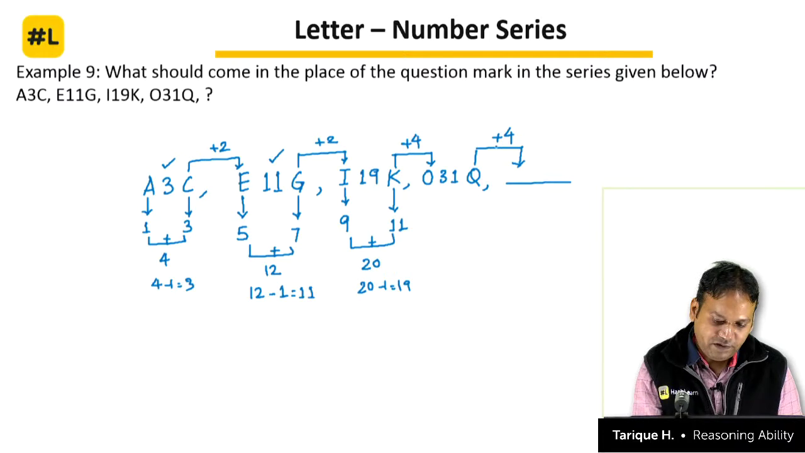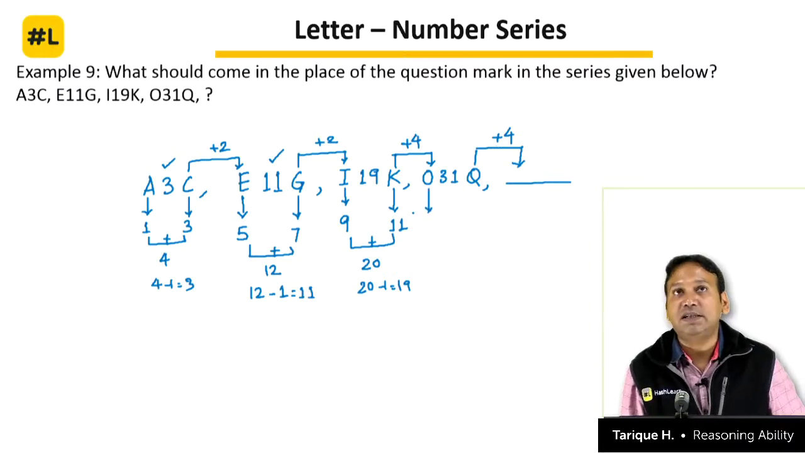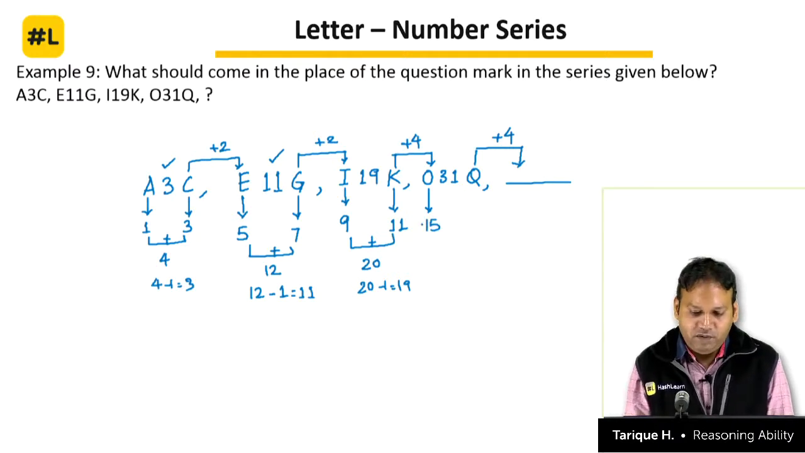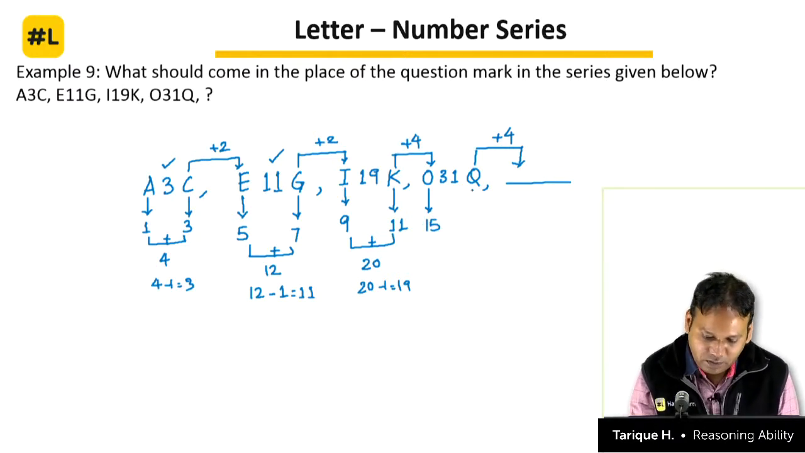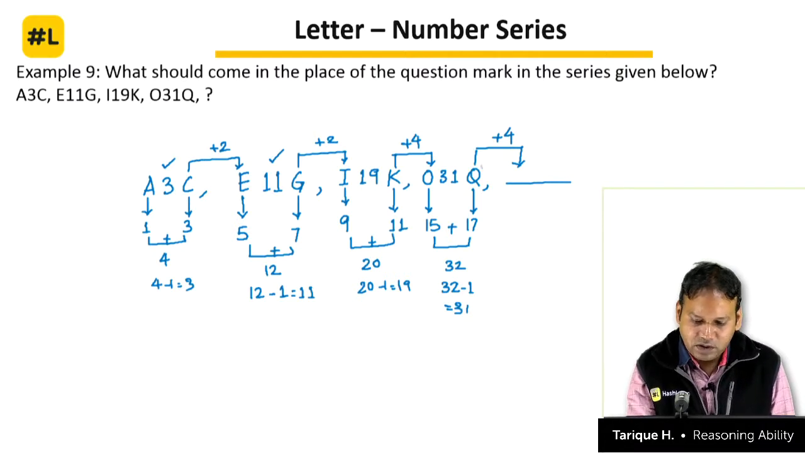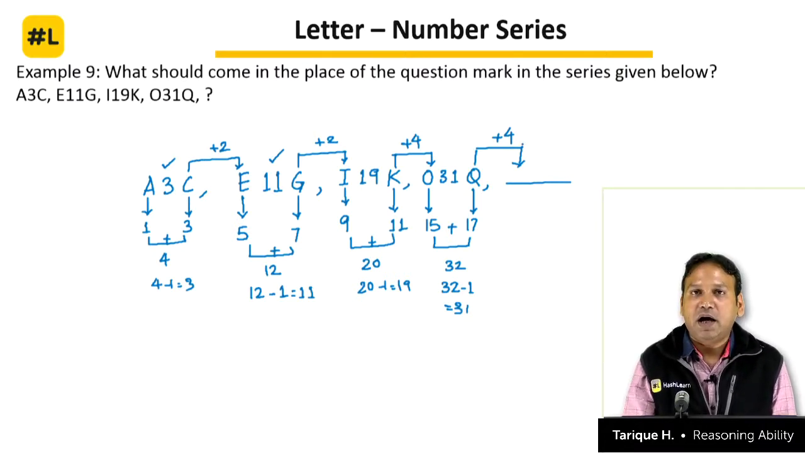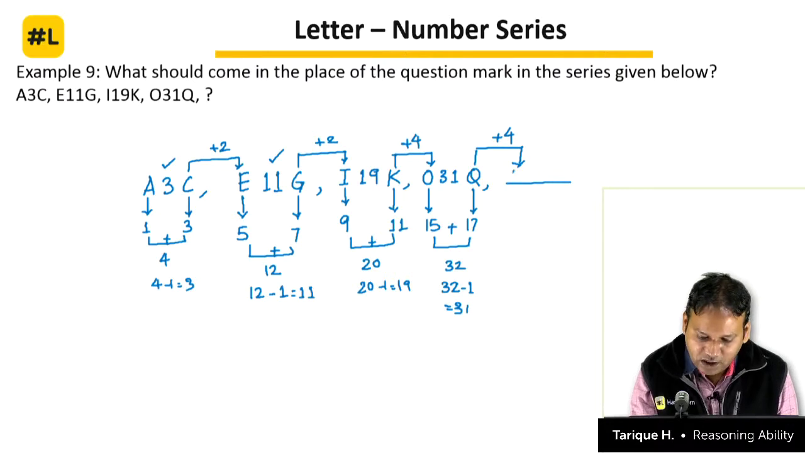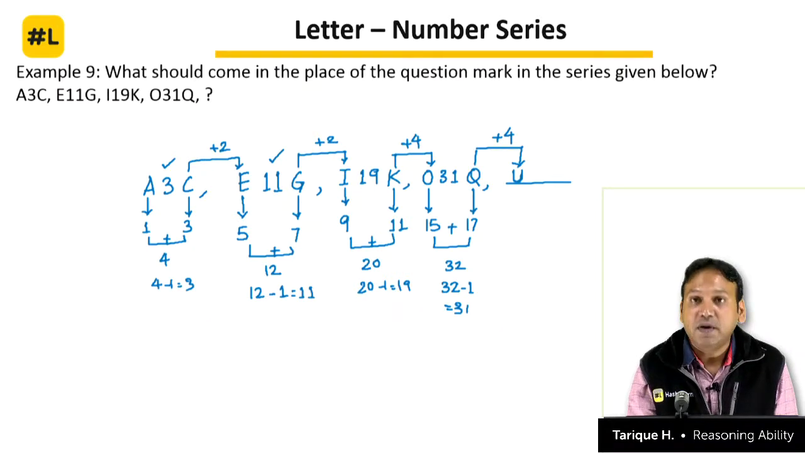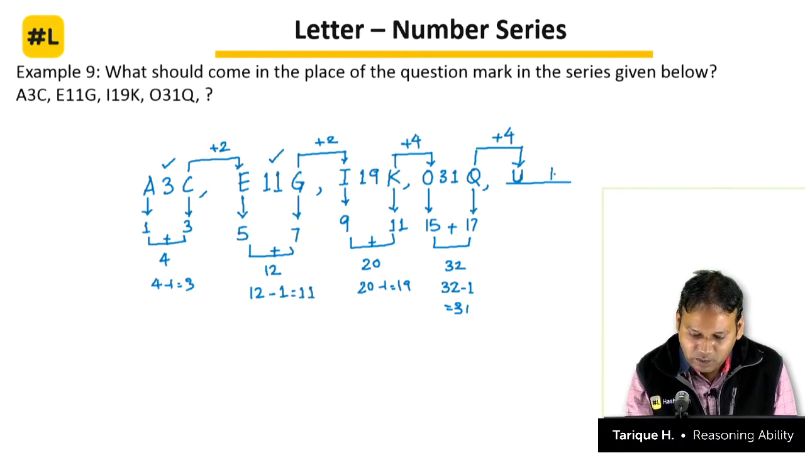But before we do that, just verify whether the in-between logic is consistent or not. O is the 15th letter of the English alphabet, and O P Q, this is the 17th, and 15 plus 17 is 32, and 32 minus 1 is 31. So this aspect is consistent throughout. All we have to find out now is Q plus 4. Q R S T U, U will come here. We are going 2 forward from O and Q, so U V W. W will come here.